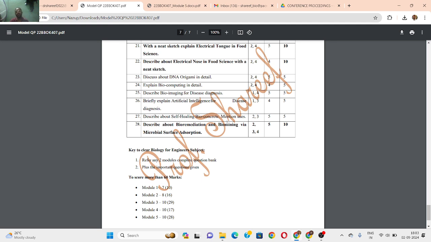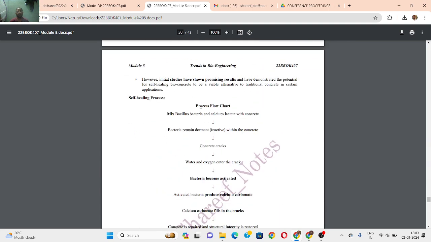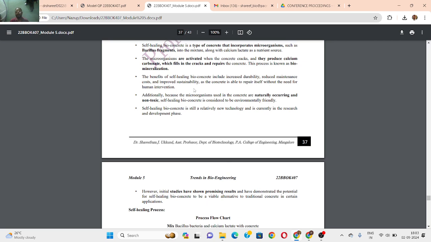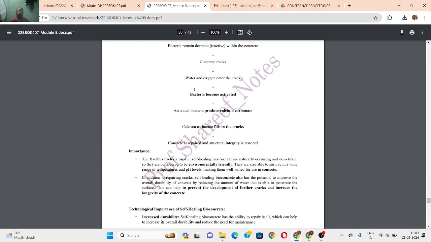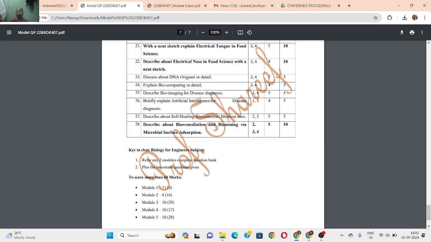Then, describe self-healing bioconcrete. For bioconcrete, I have mentioned this process is important. This process will carry 2 marks. The introduction and certain important parts will carry 2 marks. Next, we are having technology and importance, which all carry 1 mark.